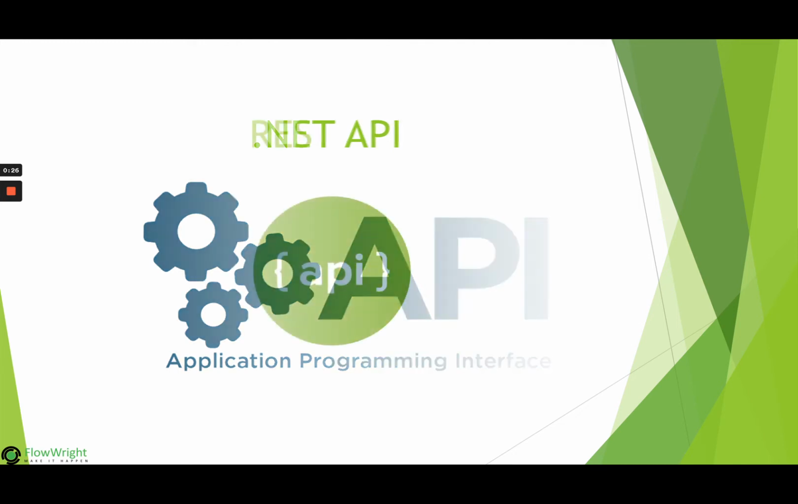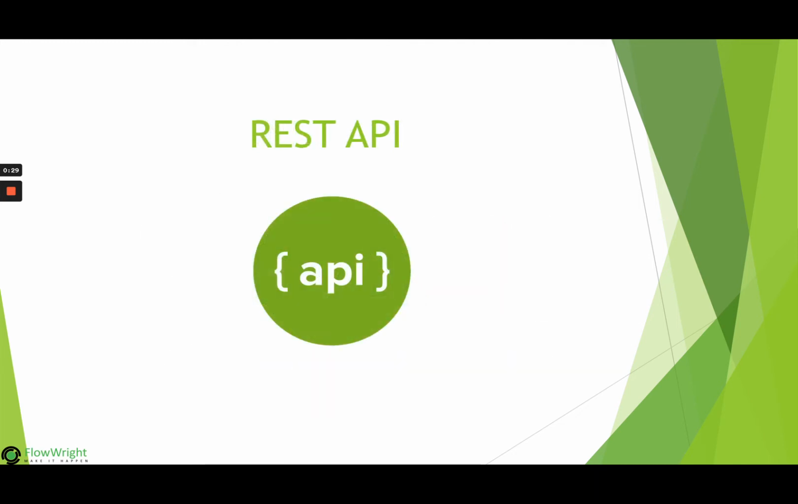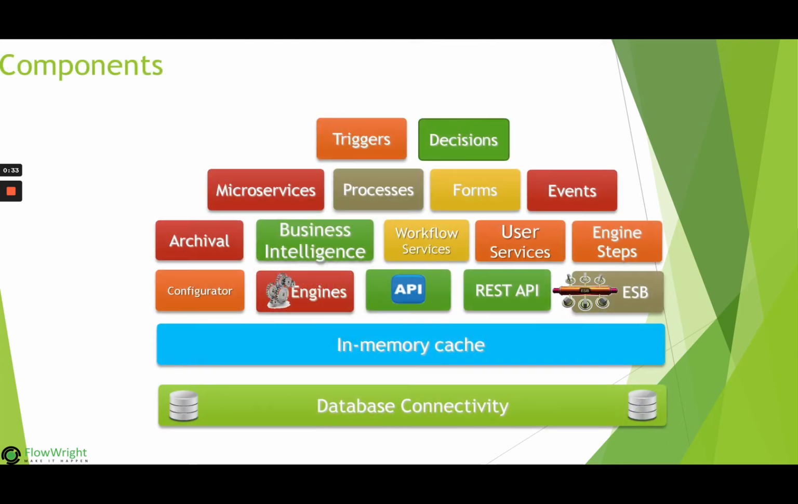So here's, as I said before, we have REST API also. And here are the components that make up FlowWright. At the most bottom of our API model is the database connectivity or the data access layer. On top of that, we have built in-memory cache so that we don't have to go to the database all the time to get the data we need.